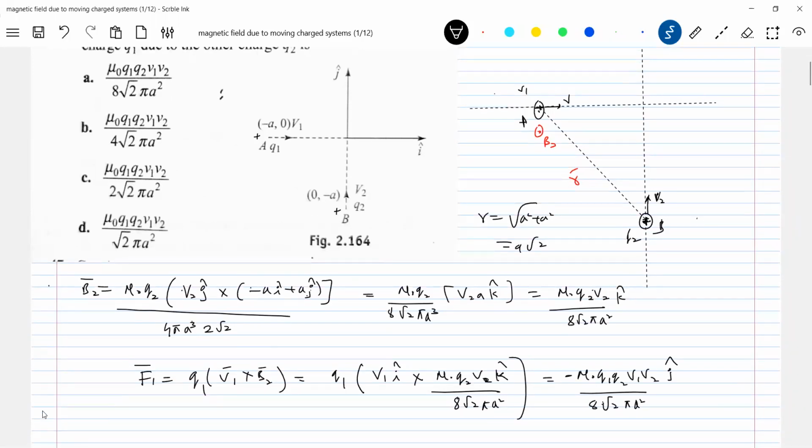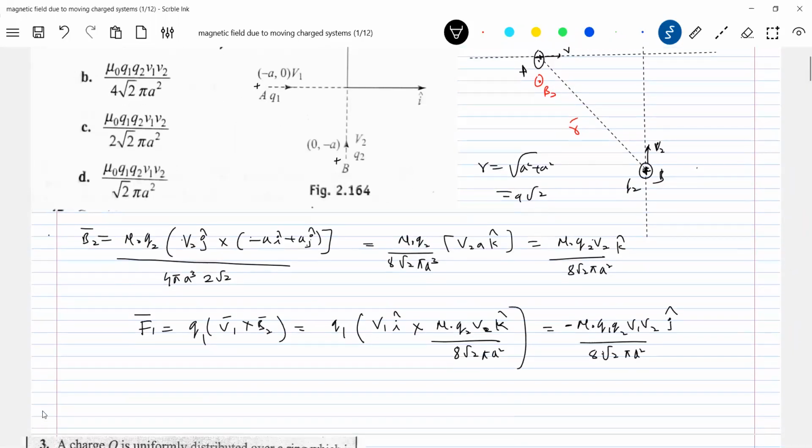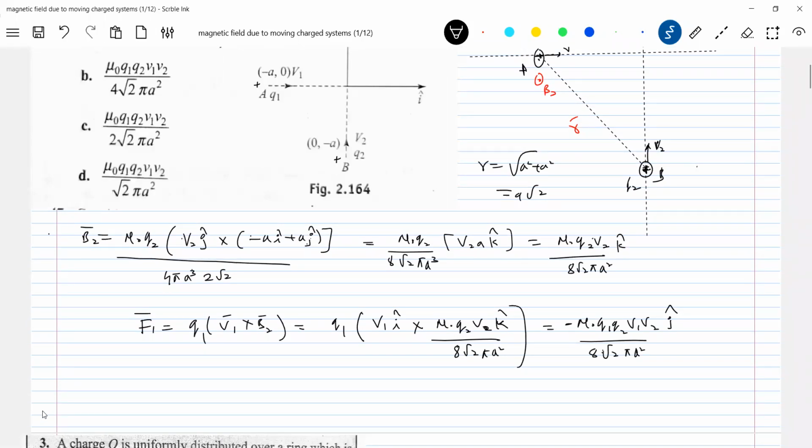This is F1, no? Any name we shall give? Force acting on charged particle 1 due to the field produced by the moving charged particle 2. Force acting on Q1 due to the field produced by Q2. Shall I ask it the other way? What is the force F2 acting on the second charged particle due to moving charge Q1? Will it be equal and opposite?